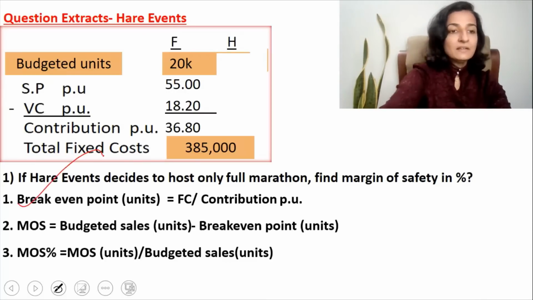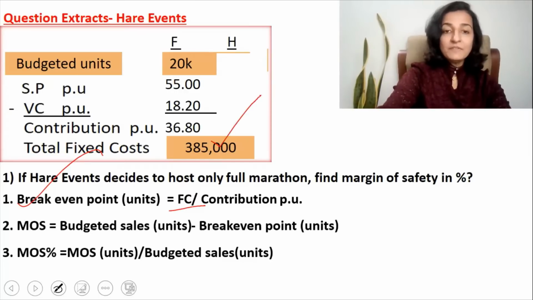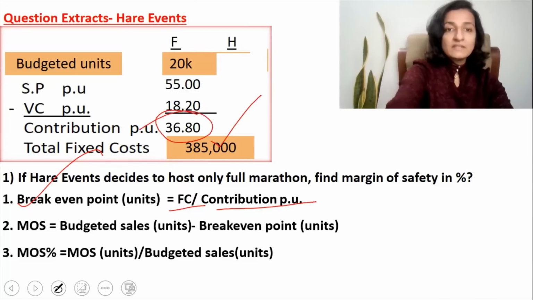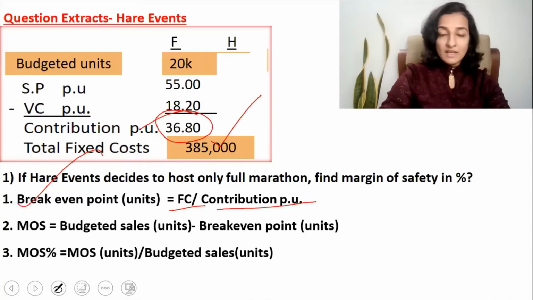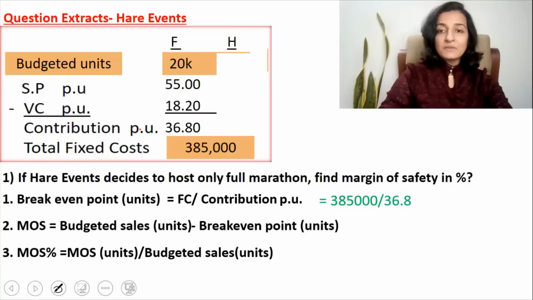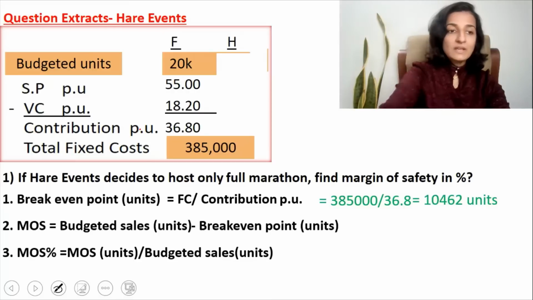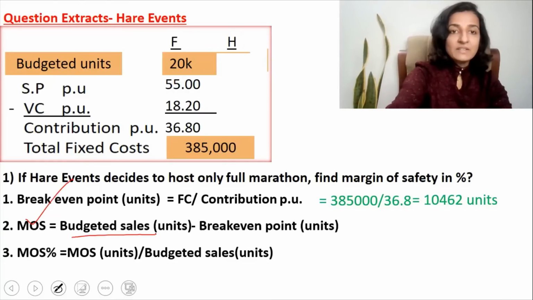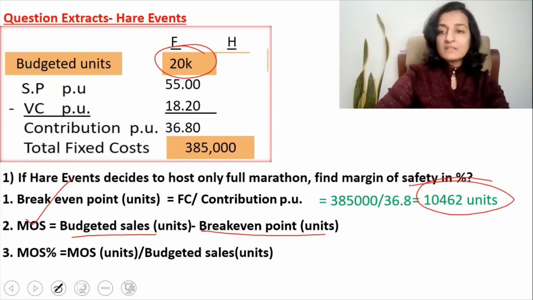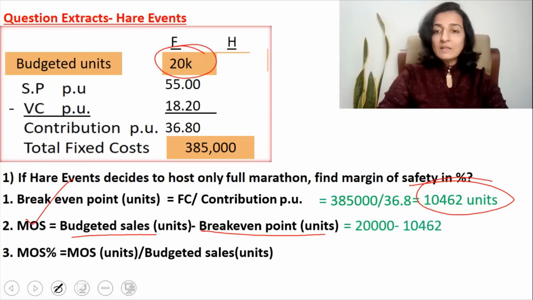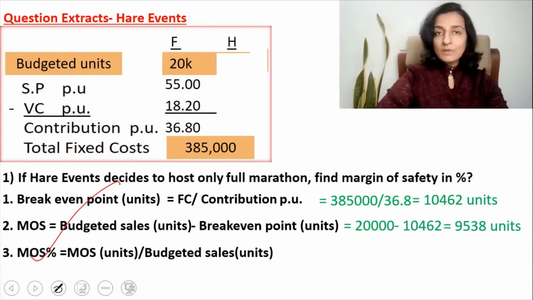So let's first tackle the first formula, the break-even point in units. Fixed cost is $385,000 and contribution per unit is 36.8. Substituting those figures in the formula, we get 385,000 divided by 36.8, or 10,462 units. Now, MOS is budgeted sales in units, which is 20,000 units, minus break-even point in units, which is 10,462. So the answer of MOS is 20,000 minus 10,462, which gives 9,538 units.